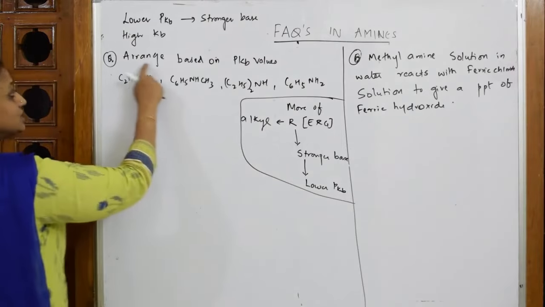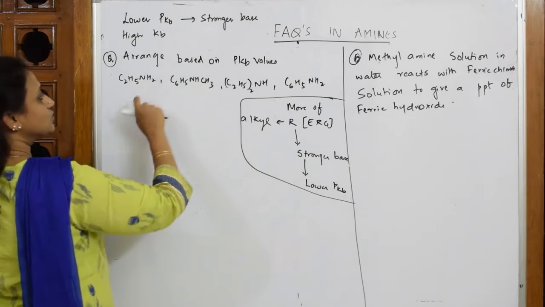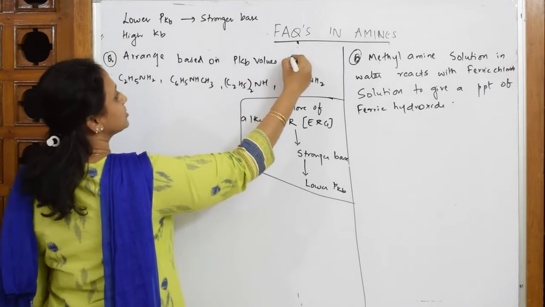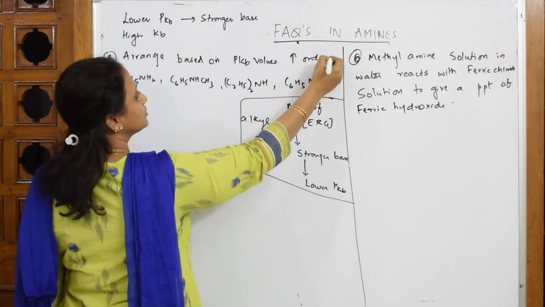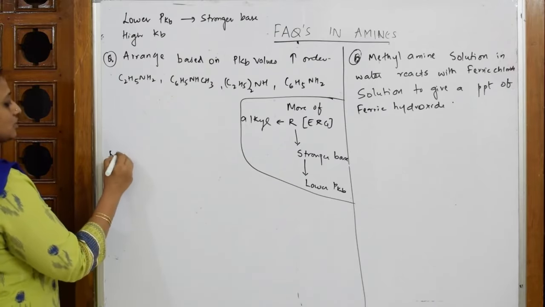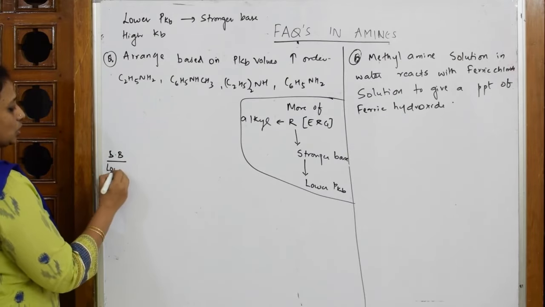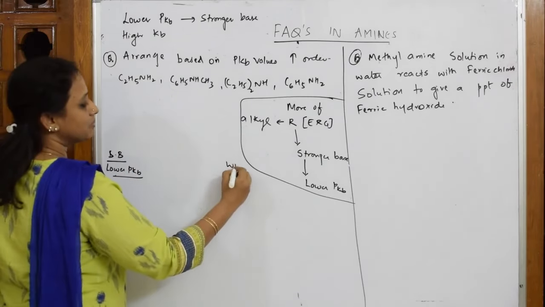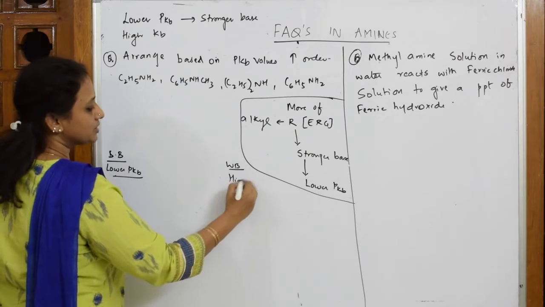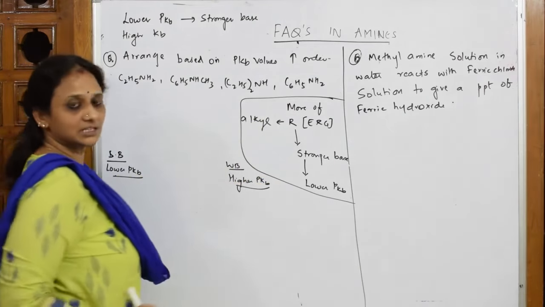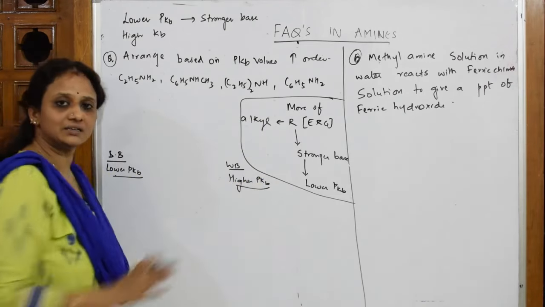With this concept, let us see whether I can write. Now they said arrange based on the pKb value. So let us arrange in increasing order of pKb value. This would be better for you to remember. That means the stronger base with lower pKb should be written here, and the weak base with higher pKb should be written here. Why did I pick this? Because increasing order is said. That means the pKb value should be higher at the end.